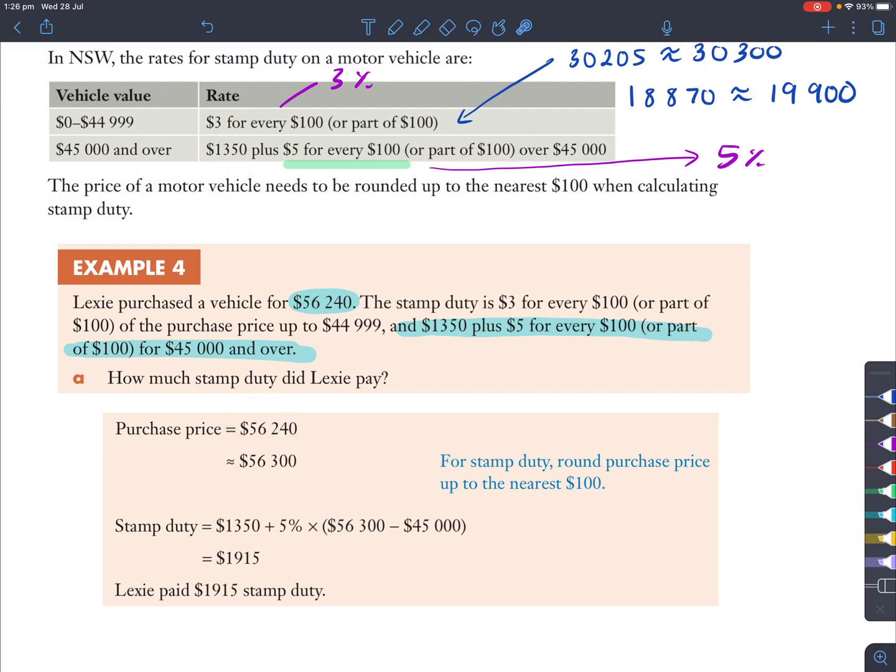You have to round this to the nearest 100 in order to calculate the stamp duty. So the next 100 after 200 is 300. You round the number up. The stamp duty is then $1,150, as stated here, plus 5% for every $100, or part thereof, over $45,000. So, how much more than $45,000 is this? You would have to get that same amount, subtract the $45,000, like this, and times that by 5%. Putting this on a calculator gives us $1,915, and that's how much this person paid as stamp duty. Right, moving on.